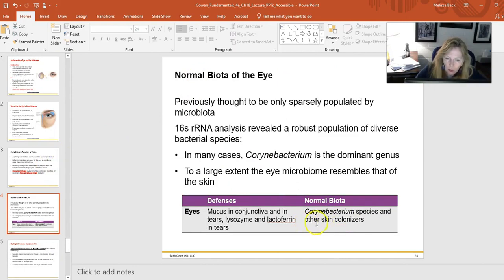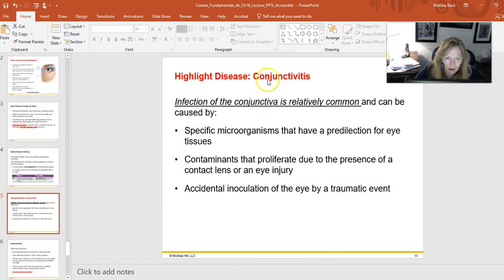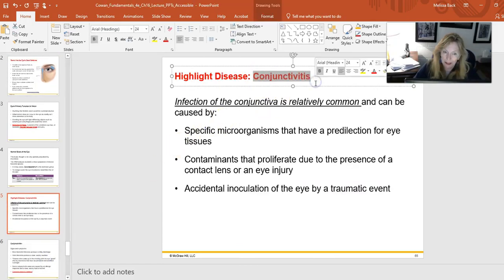There are some normal skin microorganisms that can be present in the eyes, but in a very much reduced amount. Now, when we think about conjunctivitis, that's inflammation of the conjunctiva. It causes red-looking eyes because in the whites of the eyes you start to see vessels. Sometimes people refer to this as bloodshot eyes when the conjunctiva is inflamed.